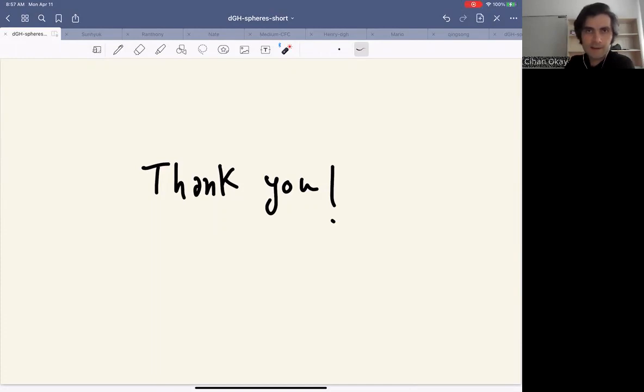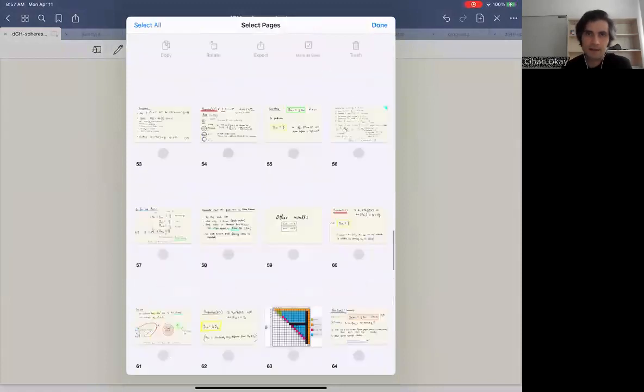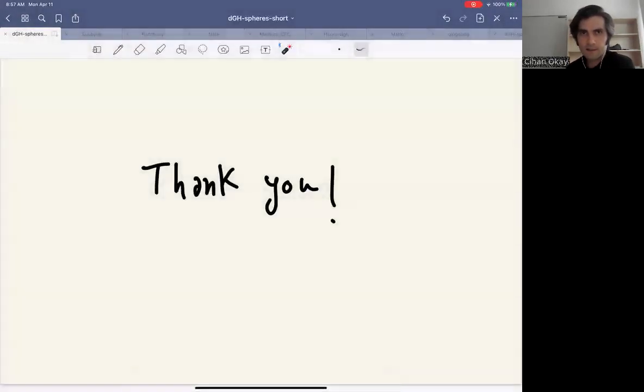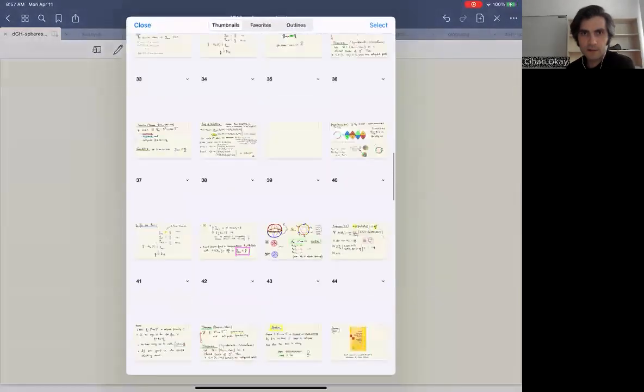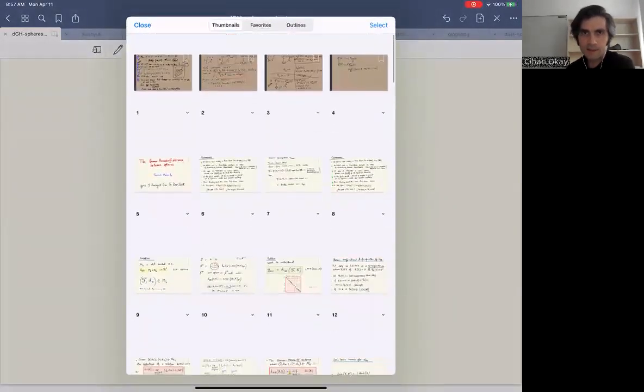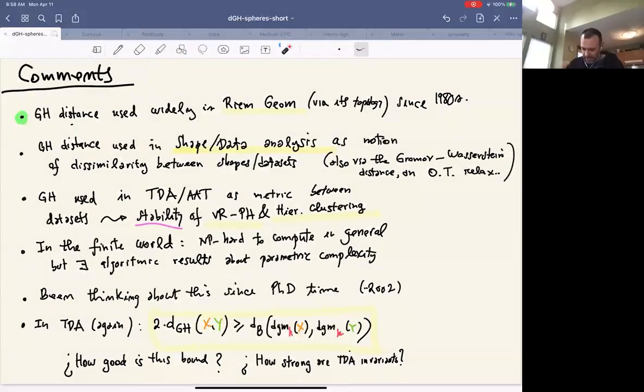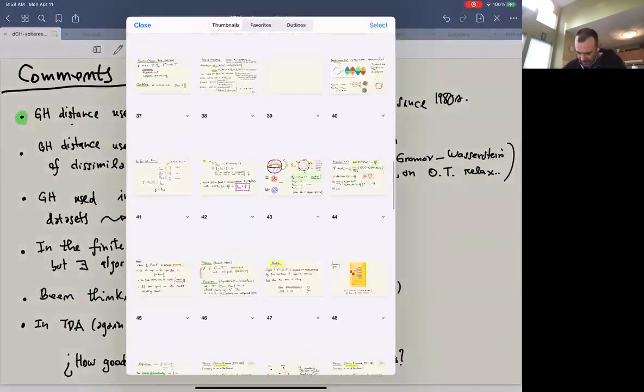Maybe I can ask: at the start of your talk you mentioned the bottleneck distance, and the Gromov-Hausdorff distance gives an upper bound for it. Does it give you an optimal upper bound in the case of spheres? Yes, I think I can say a few things about that. Thanks for the question.